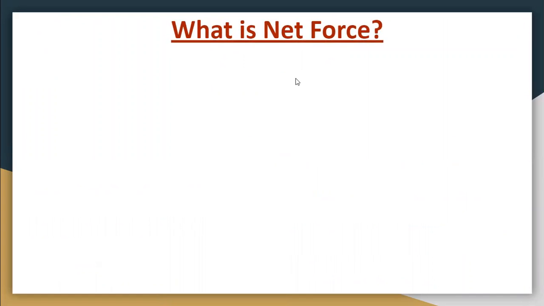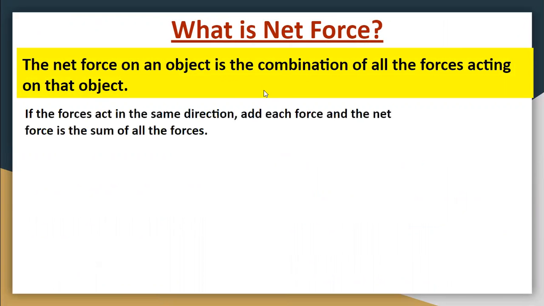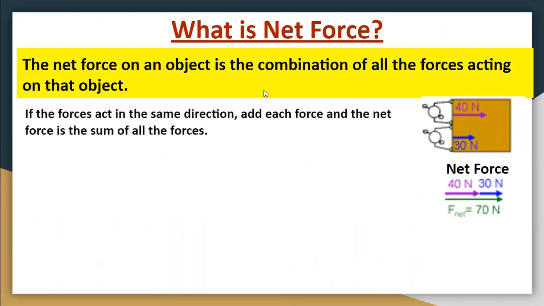What is net force? The net force of an object is the combination of all of the forces acting on that object. So if the forces act in the same direction, you add each force, and the net force is the sum of all the forces. So here you see a 40 Newton force and then another person pushing it at a 30 Newton force. The amount of force being put onto that box is 40 plus 30, or 70 Newtons.